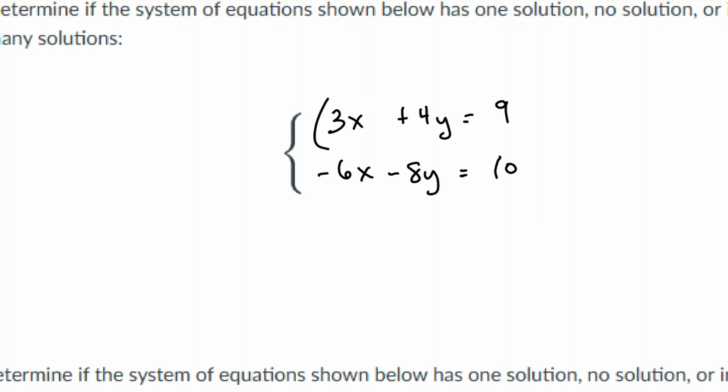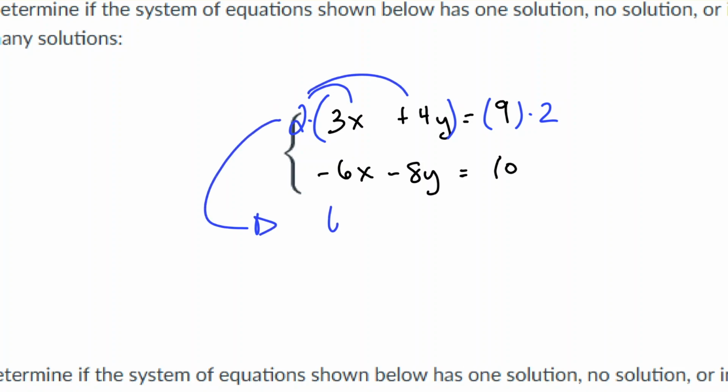If we could multiply, and let me change the color, the top equation by 2, and what's done to one side must be done to the other side, that would turn this into 2 times 3x is a 6x, 2 times 4y is a positive 8y, and then 2 times 9 is 18. Now if you do this multi-step elimination method, you must remember what's done to one side must be done to the other.